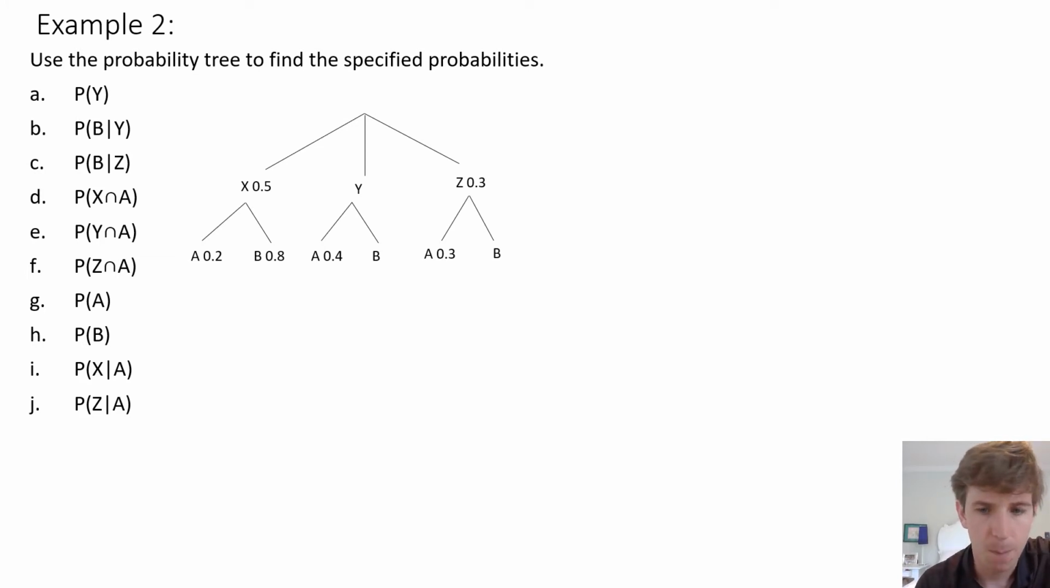So let's start at the top. Probability of event Y. Here's Y right here in the middle. We know that at every break in the branch, the sum of the probabilities has got to be 1. We already have event X over here as 0.5, Z is 0.3. So that means that for event Y, the probability is going to be 0.2.